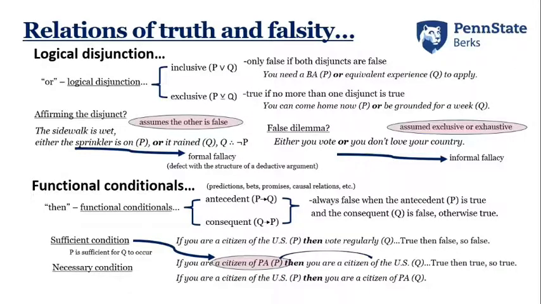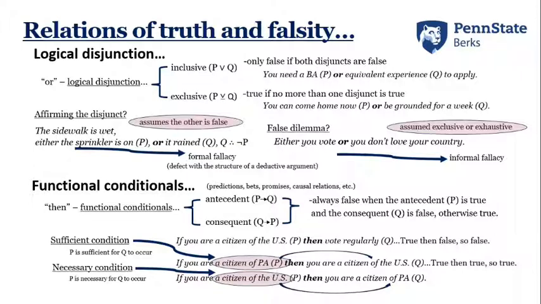A necessary condition would be, if we were to turn that sentence around a little bit and say, if you're a citizen of the U.S., then you are a citizen of Pennsylvania, there's something there that's not necessary. For P is necessary for Q to occur. So just because you're a citizen of the U.S. does not mean that you are a citizen of Pennsylvania. In other words, that is not a necessary condition, because you could literally be a citizen of another state.